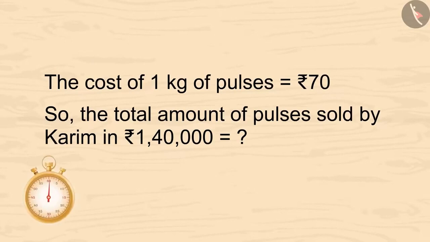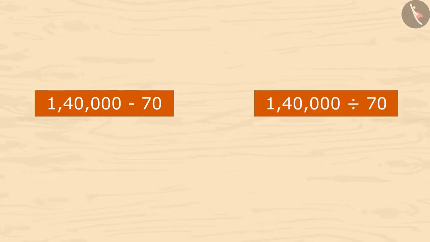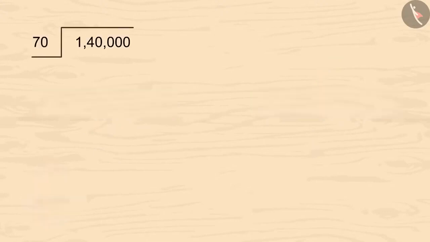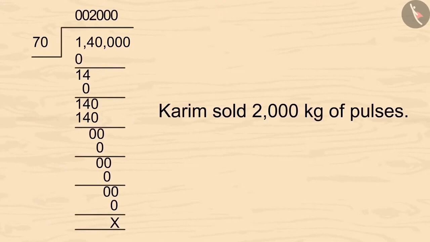Kids, you can pause the video and calculate it. Should we subtract or divide 70 by 1,40,000? Yes, you are right. We will divide. On dividing 1,40,000 by 70, we get 2,000. So, Kareem had sold 2,000 kilograms of pulses in these 3 months.